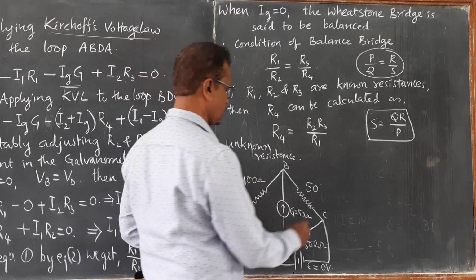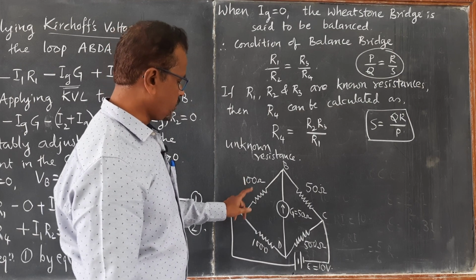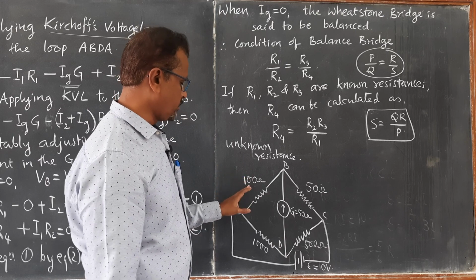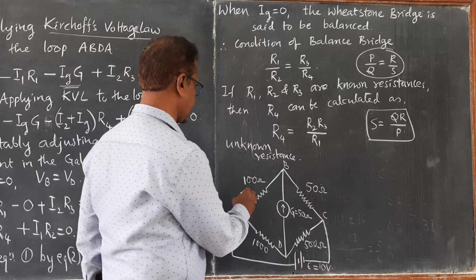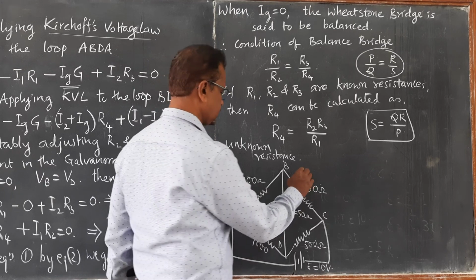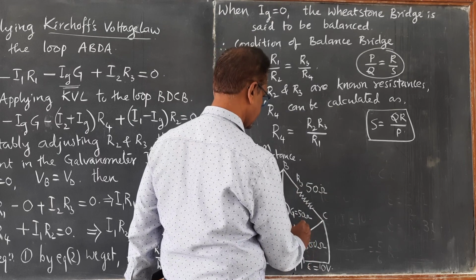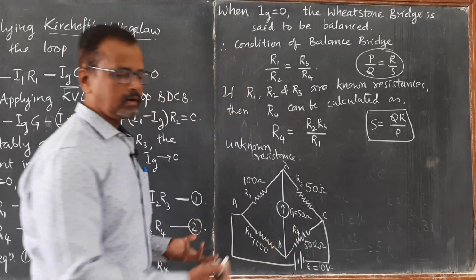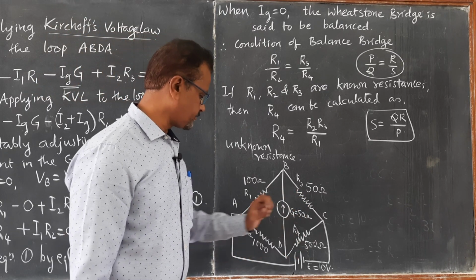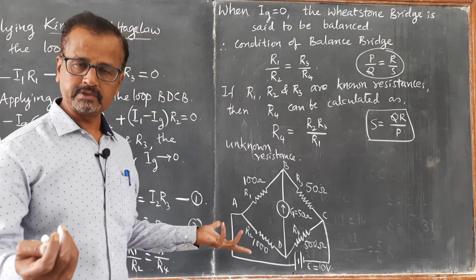Look at this. This is 100 ohm and this is 50 ohm. R1 by R2 should be equal to R3 by R4. This you can take as R1 and this as R2, this as R3, and this as R4. Or even you can take this one R1, R2, R3, R4. In that way also you can choose.